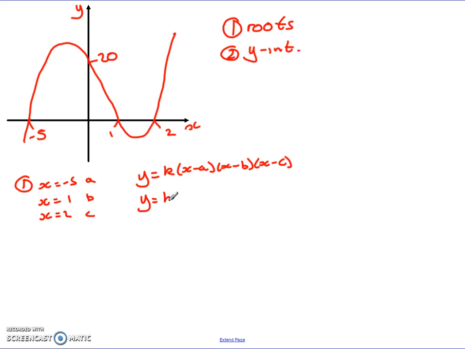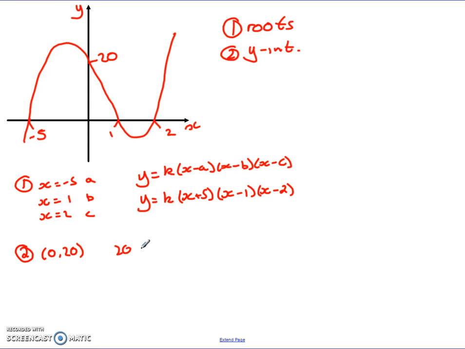What I can then say is y equals k bracket x minus a, so -5 is plus, so x plus 5, x minus b, so x minus 1, x minus c becomes x minus 2. So I've got the first stage here. My second stage is to use the point or the y-intercept to get k. Now I know my y-intercept in this one is given by (0, 20). So what I can do is substitute the values in here for that. x is 0, y is 20, and I get something for k.